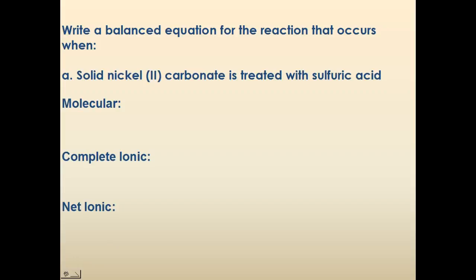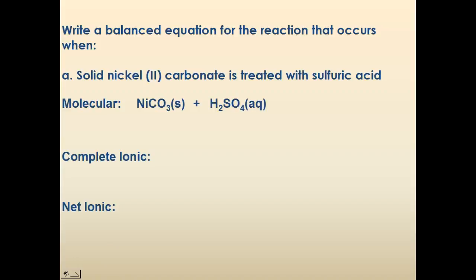So the first one we're going to look at is with nickel 2 carbonate when it's treated with sulfuric acid. So the carbonate means we're going to make carbon dioxide once all is said and done. NiCO3 is nickel carbonate. They're +2 and -2 respectively. Sulfuric acid would be H2SO4.